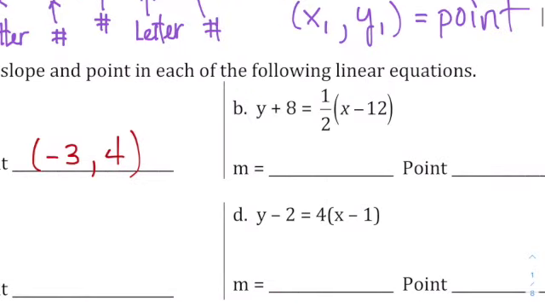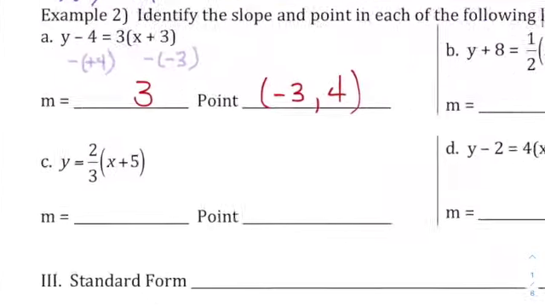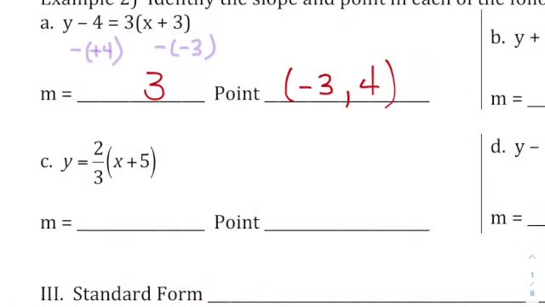You guys do B and D, but I want to explain C. Now, C is a little bit different. Notice there's nothing next to Y. And because there's nothing next to Y, that is going to be 0. Your slope is going to be 2 over 3, but your point is going to be the opposite sign of the x. Notice if there's an x, the number is attached to x. Okay, so that's negative 5. Because there's no number next to y, we're going to put down 0. So your point is negative 5, 0.